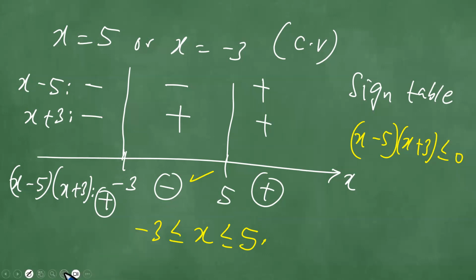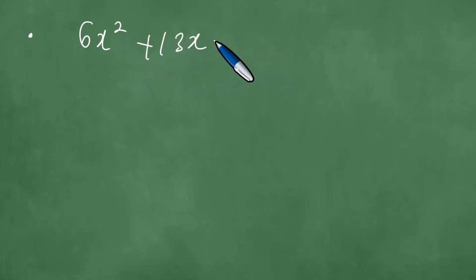Right, okay, let's look at another quadratic inequality. If you look at the next question, for example, if you have 6x squared plus 13x minus 4 is greater or equal to 1. What do we do here? Yolanda, what do you think? What is the first step? What do we do?